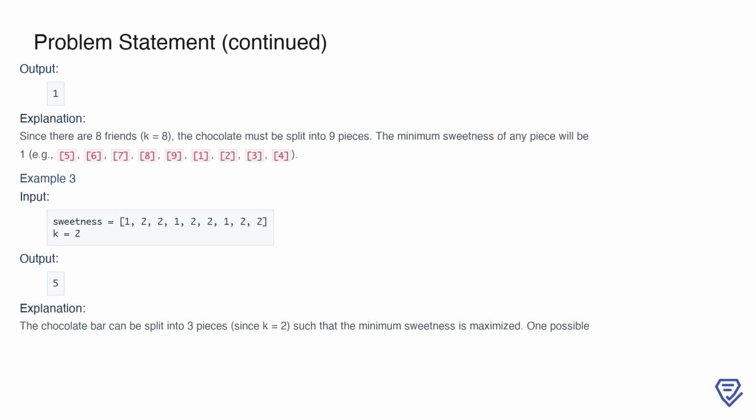Here's another example to consider. If the sweetness array is 5, 6, 7, 8, 9, 1, 2, 3, 4, and k equals 8, the chocolate must be divided into 9 pieces. In this case, each piece will contain exactly one chunk of chocolate, such as 5, 6, 7, 8, 9, 1, 2, 3, and 4. The minimum sweetness among these pieces is 1, which is the answer in this scenario. This happens because with so many friends, each person receives only one chunk, so the minimum sweetness is determined by the smallest sweetness value in the array.